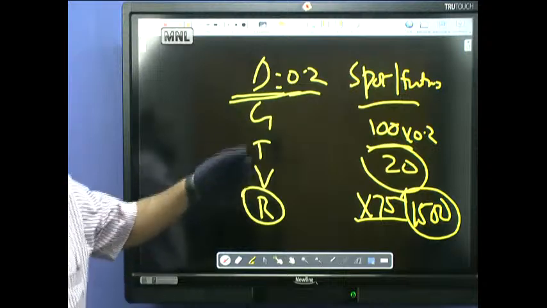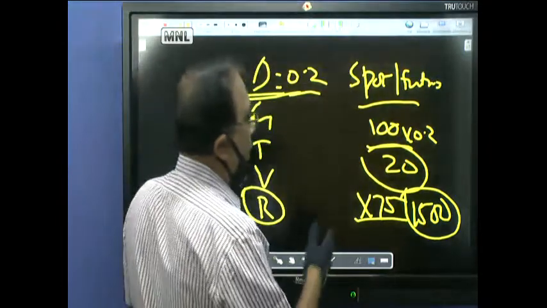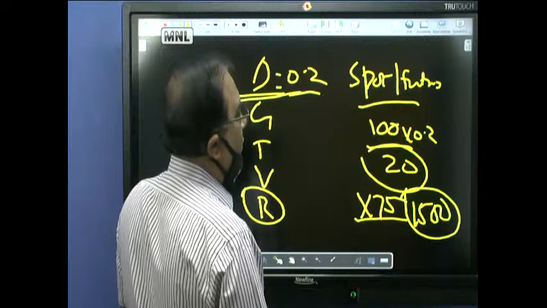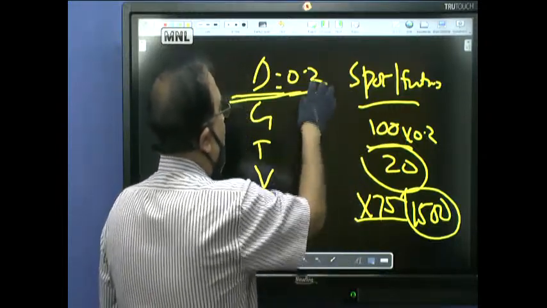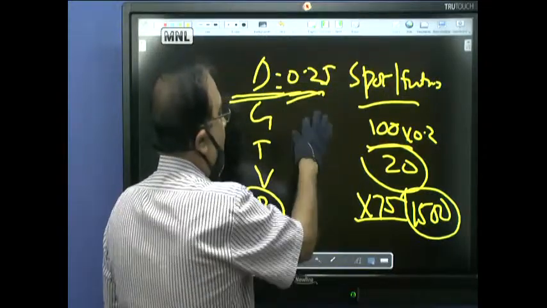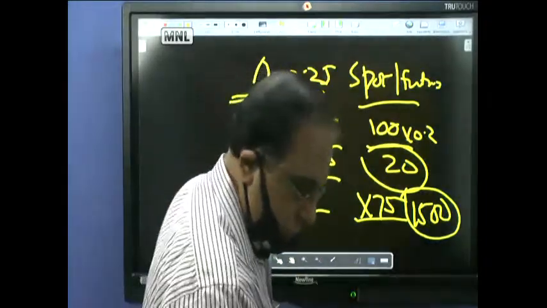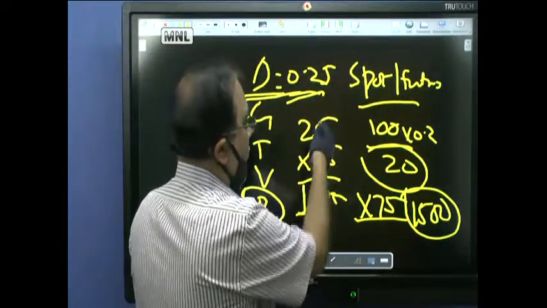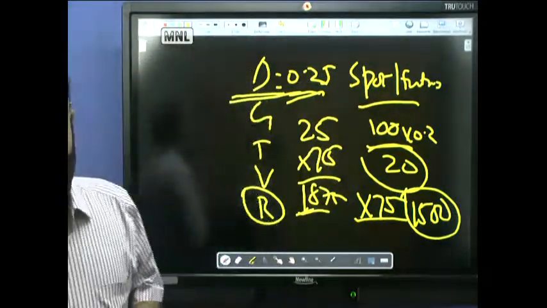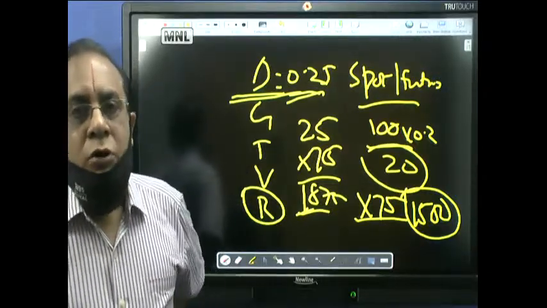1,500 rupees, right? Suppose we want 2,000 rupees, then we should look at something here. We got 1,500 from 100 into 0.2, which is 20, times 75. So we should be looking at something like a 0.25 delta. Then the price will move by 25 rupees into 75, so approximately that should give us 1,875 or 2,000 rupees. Otherwise it could be a 26 or 27 delta. This is how you come to a conclusion about what exactly you want to do, right?